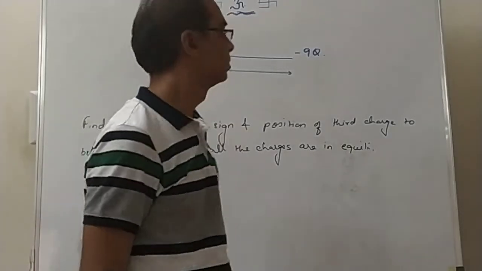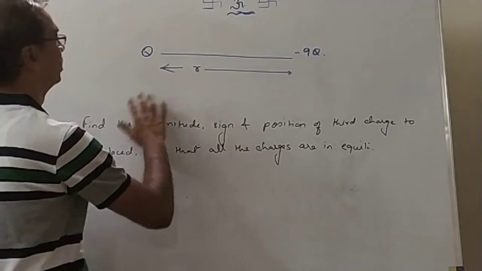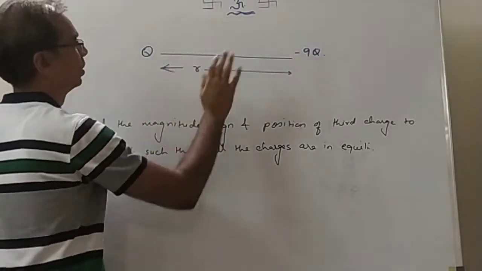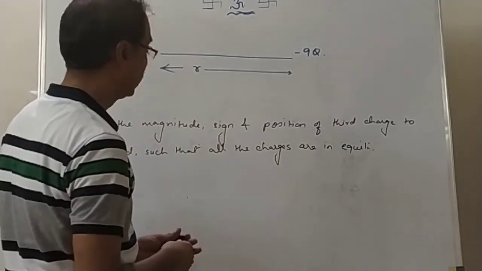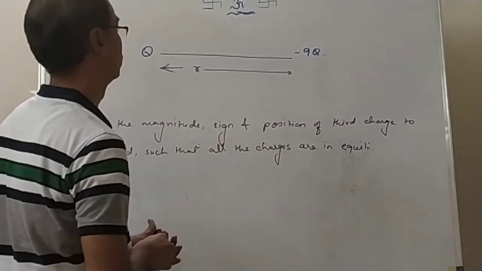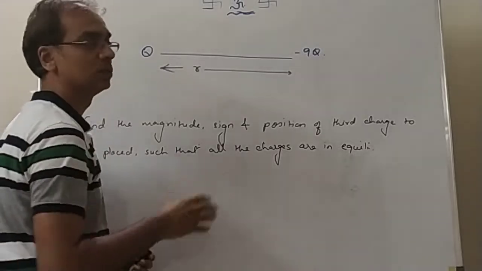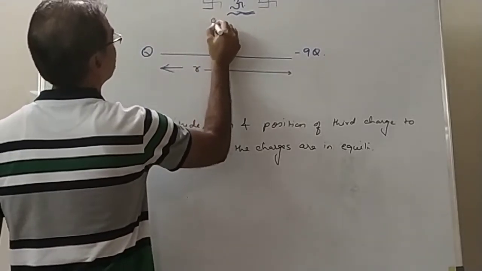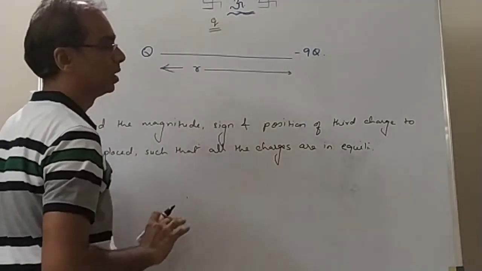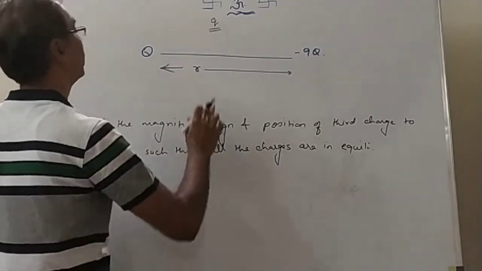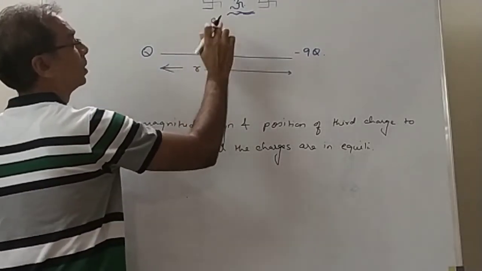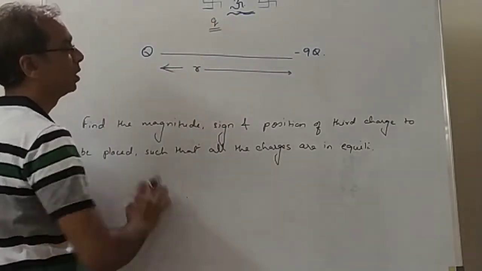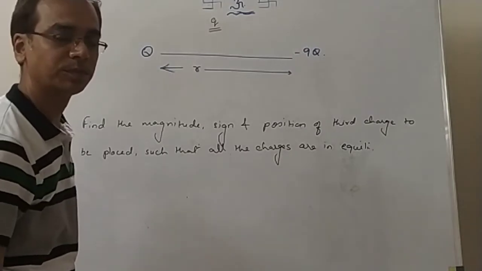Happy day, students. Let us see this last type of problem in these equilibrium questions. In this one there is charge q and another charge minus 9q, and we have to keep another charge q in such a way that all the three charges are in equilibrium. So we have to find the sign of this charge, its magnitude, and the position in which we should keep it so that all the three charges are in equilibrium.